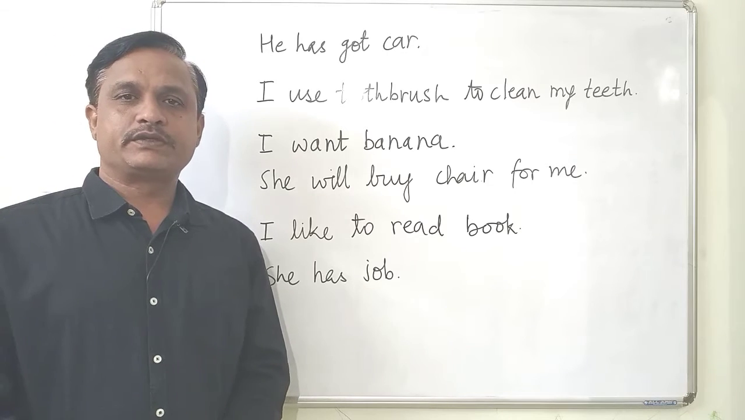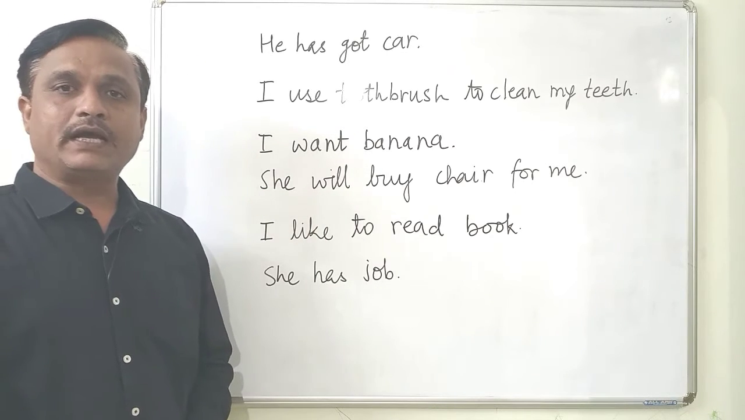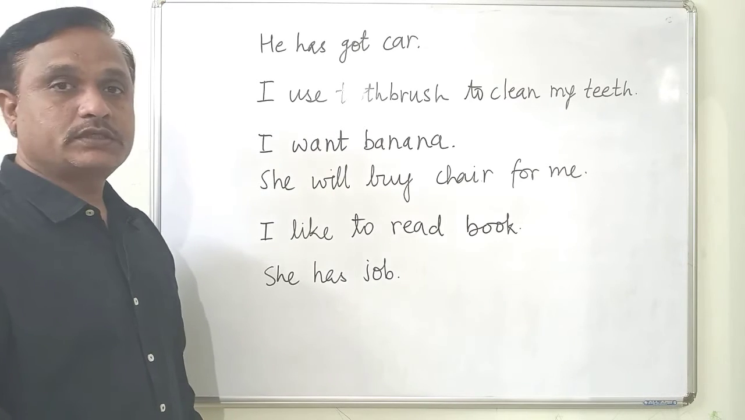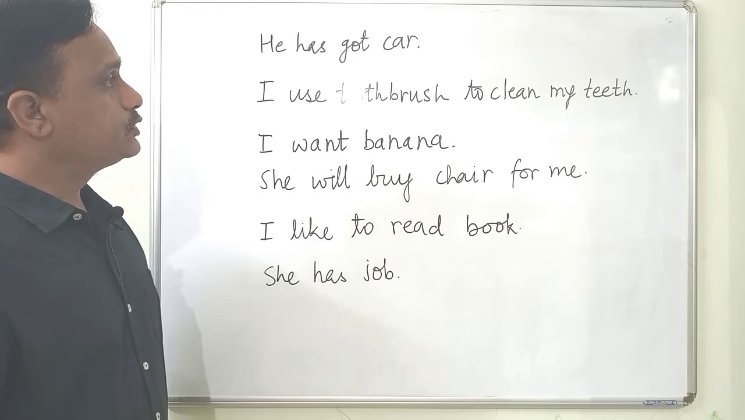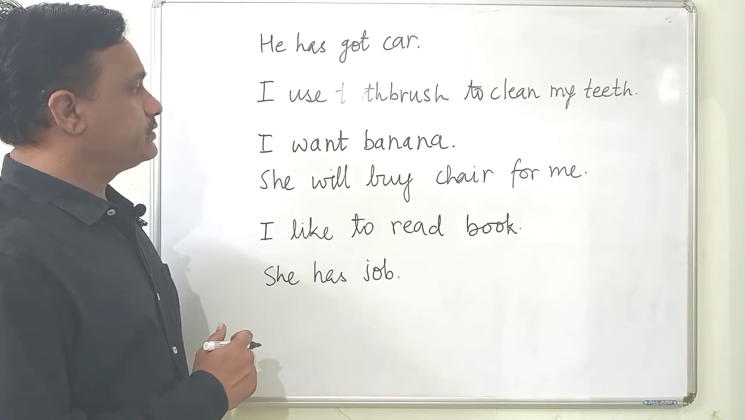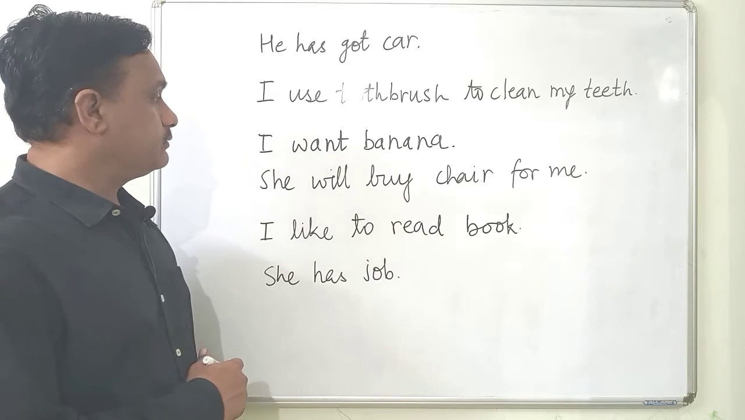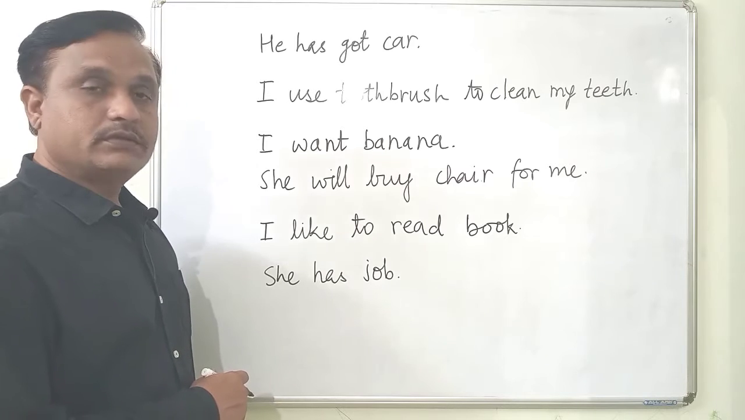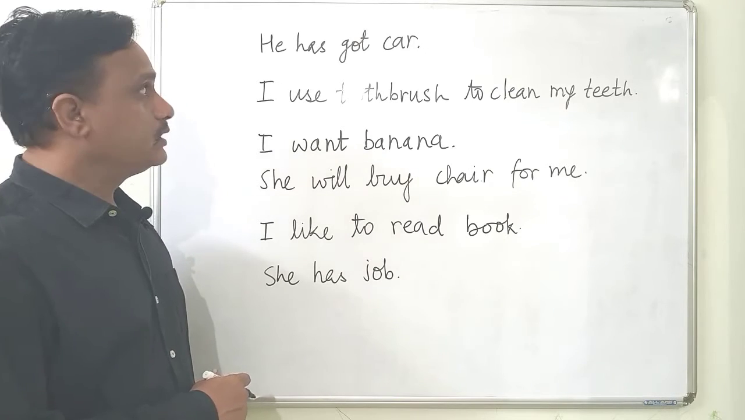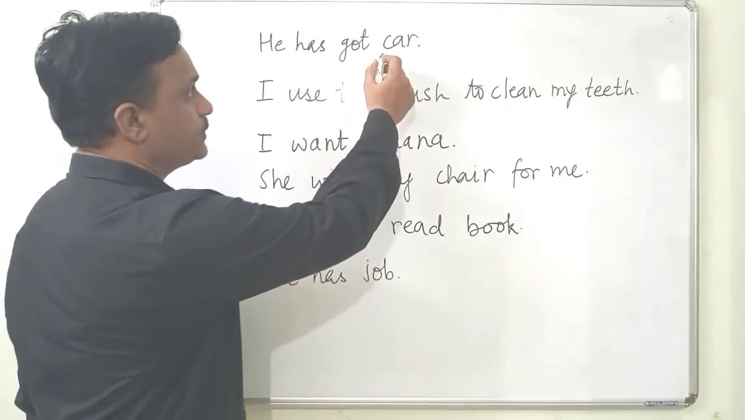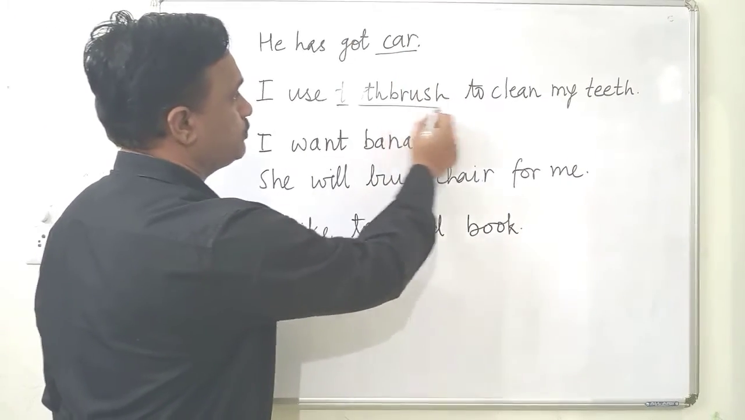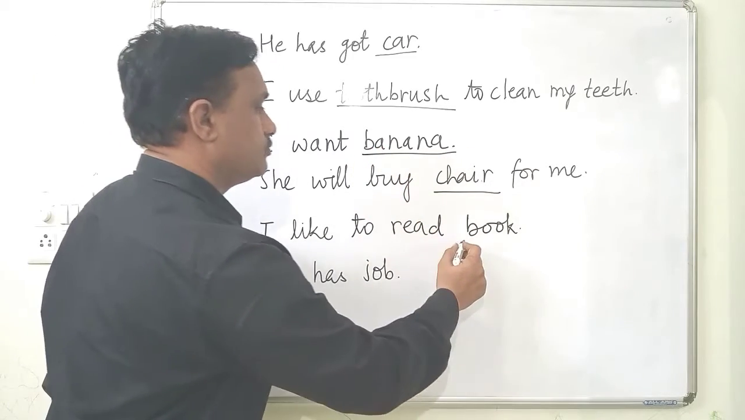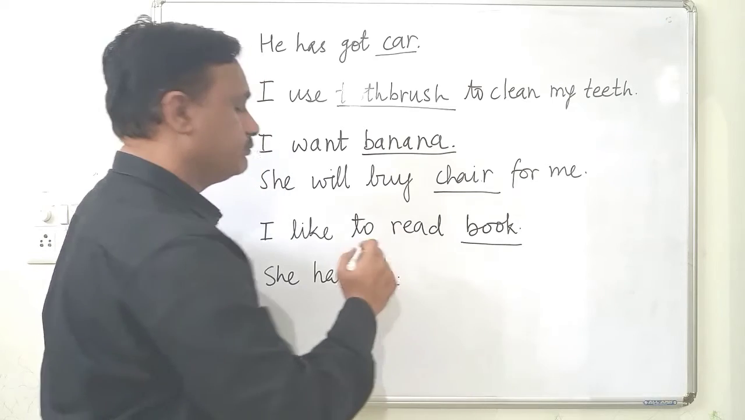Here I read out these sentences and underline a few words. He has got car. I use toothbrush to clean my teeth. I want banana. She will buy chair for me. I like to read book. She has job. Now I underline these words: car, toothbrush, banana, chair, book, job.